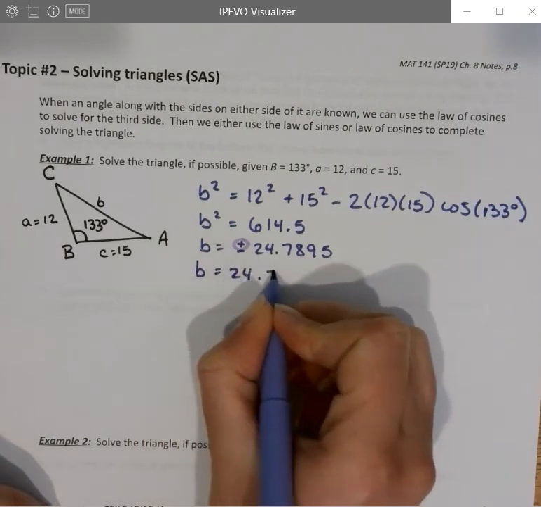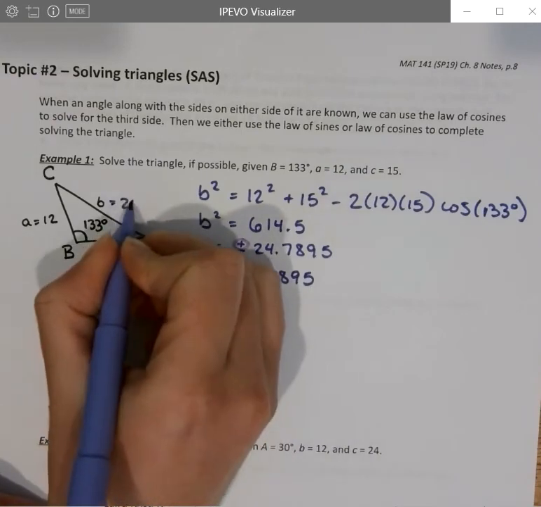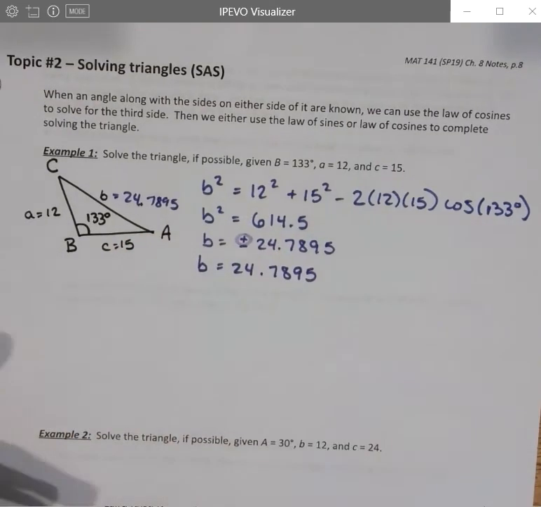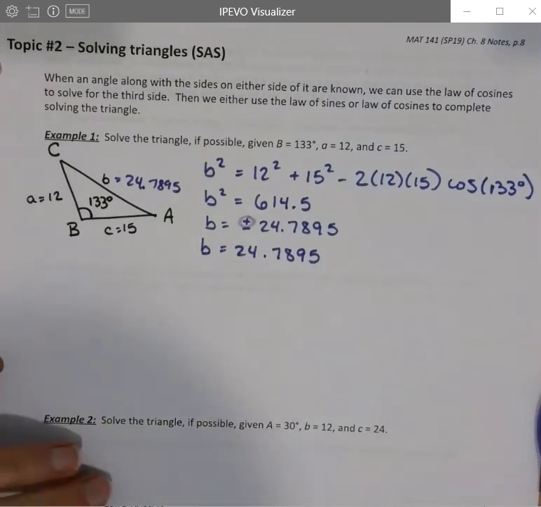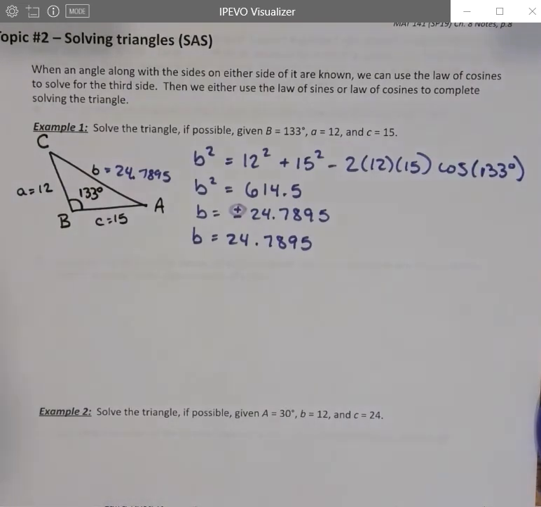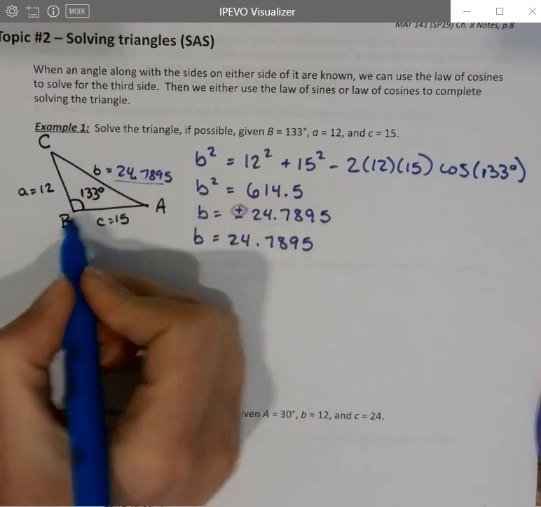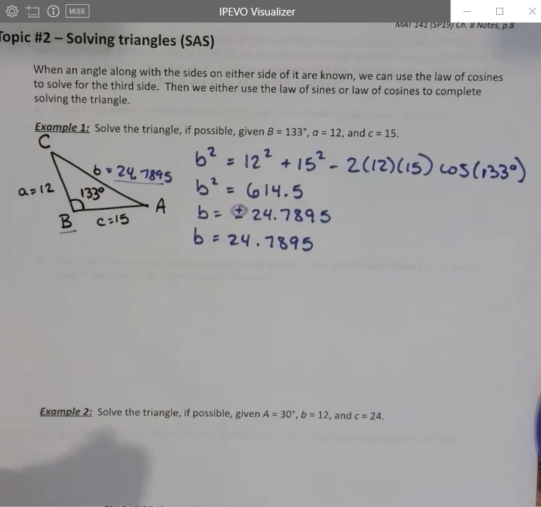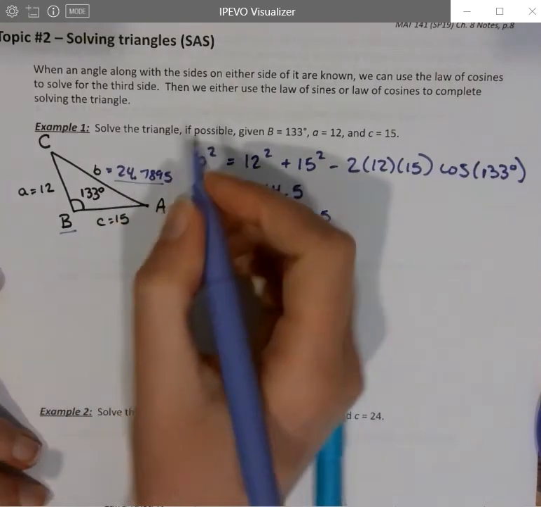So we have 24.7895 for a b value. We'll write that over here. 24.7895, I meant to say. All right. Now, I still have a bit of work to do to solve the rest of this triangle, but what this gives me is a pair. I still can't find one of the other angles by subtraction, but since I have this pair of values for b and b, I can use the law of sines now. So we'll start the law of sines. If we go back and label what we did first, this was our law of cosines.